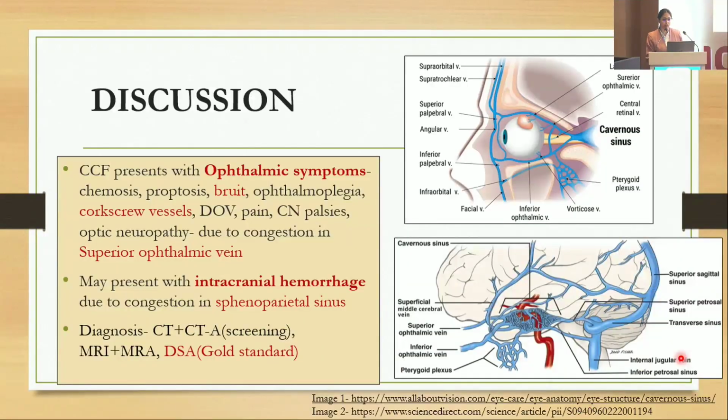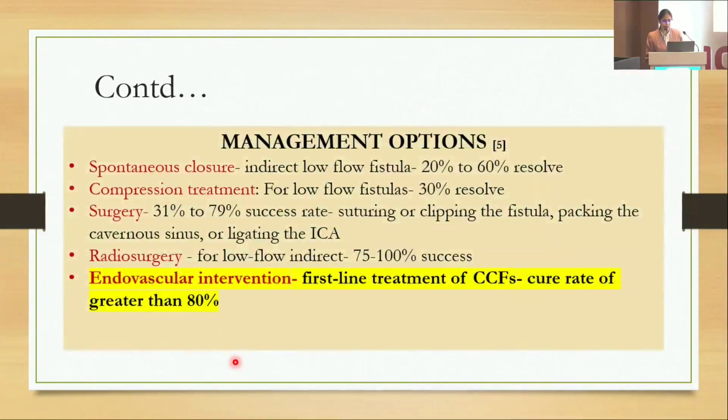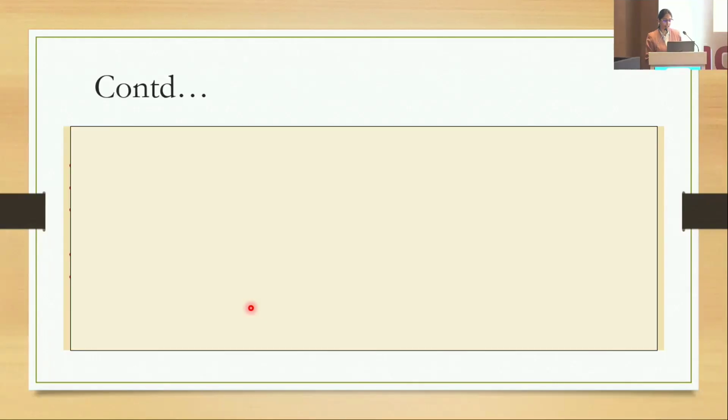So coming to the discussion, the main culprits in CCF are the superior ophthalmic vein, which causes the ophthalmic symptoms, and the sphenoparietal sinus, which may rarely cause intracranial hemorrhage. In these patients we need to do a CT screening, MRI, and the gold standard, DSA, to diagnose and characterize the fistula. There are many management options, like waiting for spontaneous closure, compression, carotid massage, direct surgery, and radiosurgery, but now the first line of intervention is endovascular intervention with a high cure rate.